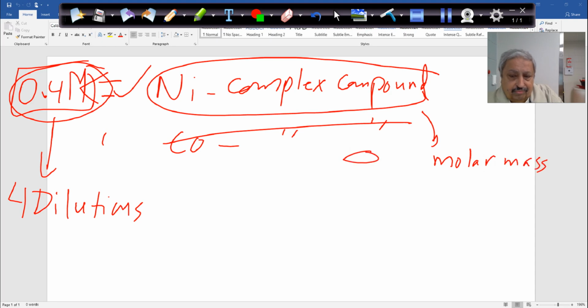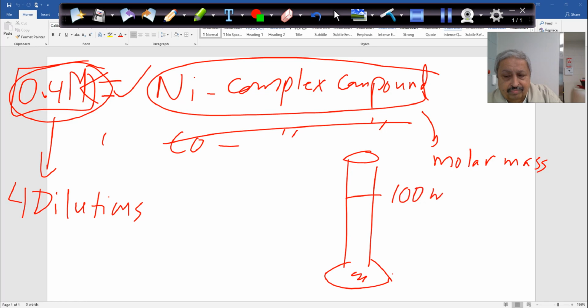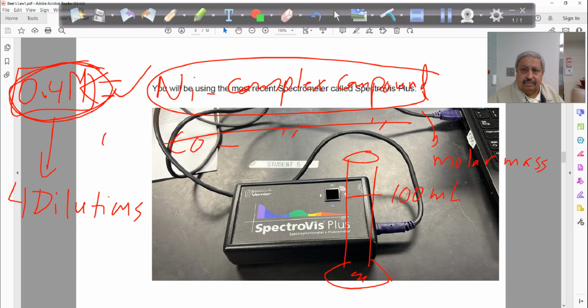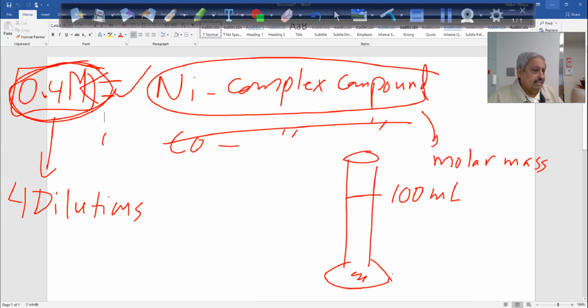We'll use a volumetric flask. Here it is. So that's a 100 ml volumetric flask. We'll determine the amount, and then make the molarity 0.4. Now, these details are given to you in the solution. Can I take this one out? So let me maybe take this one. Everybody has this?